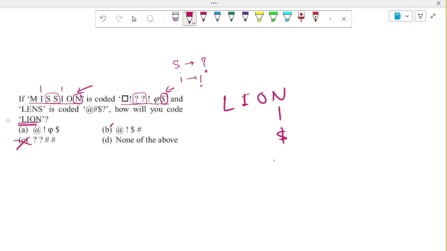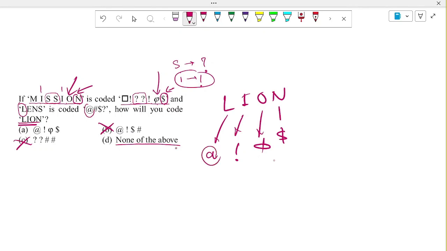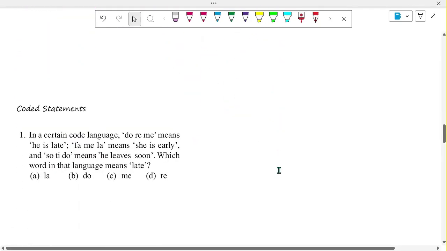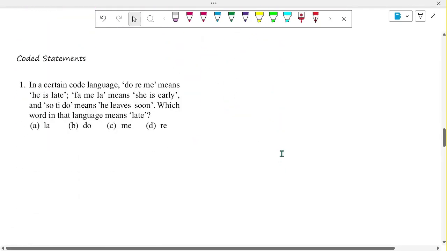Eliminated, eliminated. Since we have got none of the above, we need to test this one. We have got O. What is O corresponding to? This O corresponds to the 5 symbol. So I corresponds to the exclamation mark, and then the last L, you can see this L, corresponds to the at symbol. So it is at. So you are right, it is A. Fine. Okay.